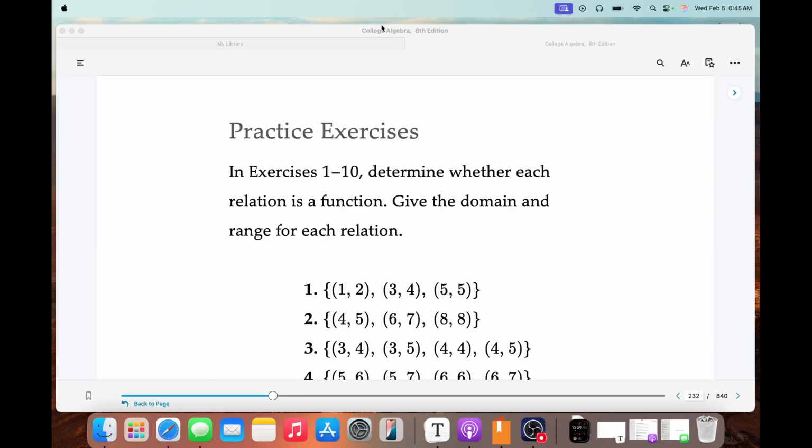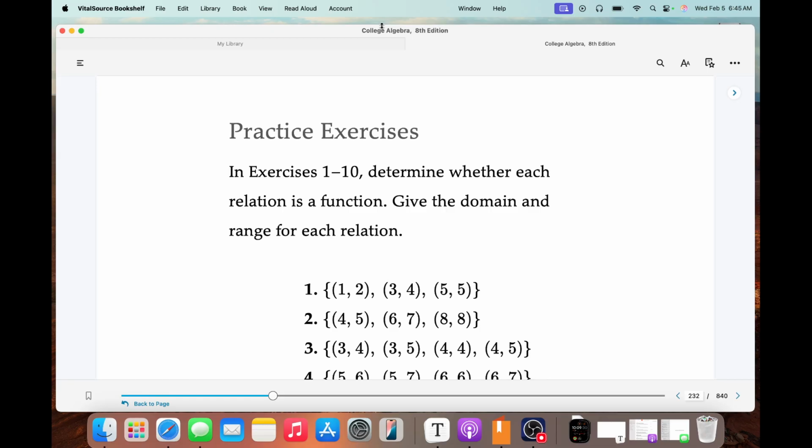All right, so we're going to do the practice exercises here. In exercises 1 through 10, determine whether each relation is a function. Give the domain and range for each function.